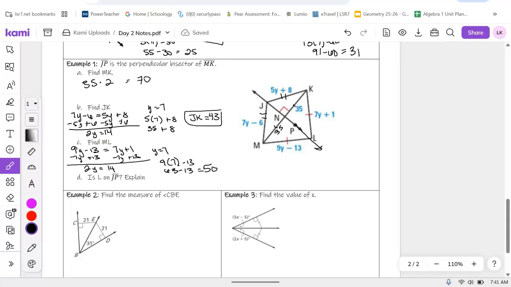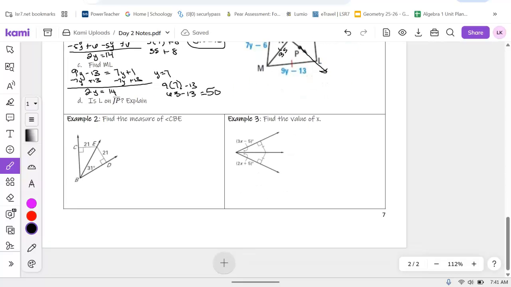All right, 2 more examples. I would, again, pause the video, do the problems, and then check them, rather. All right, find the measure of angle CBE. So CBE is right here. All right, so let's look at it. We're going to break it down.